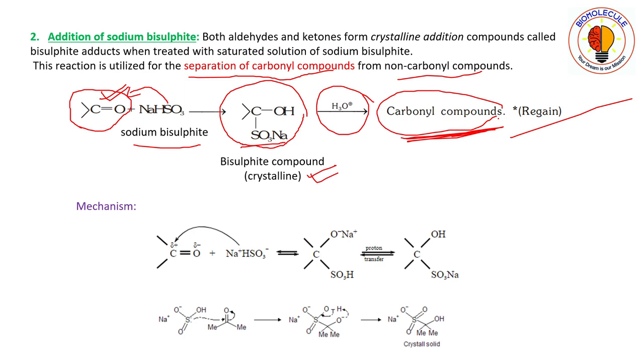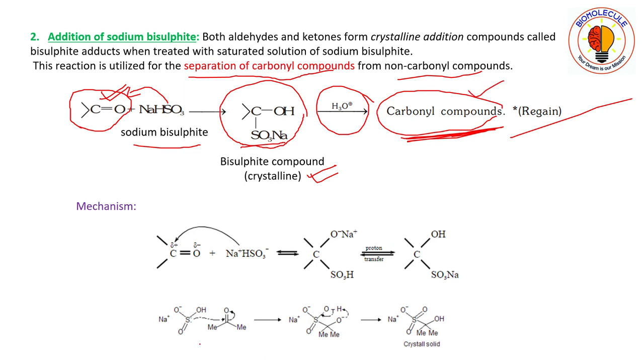The carbonyl compounds will react with the sodium bisulphite and give you an adduct. So you separate that adduct. Since it is a crystalline solid, you can easily take it out from the reaction mixture. Then you treat it with normal acids or base. You just hydrolyze it, and you will get your carbonyl compounds back.